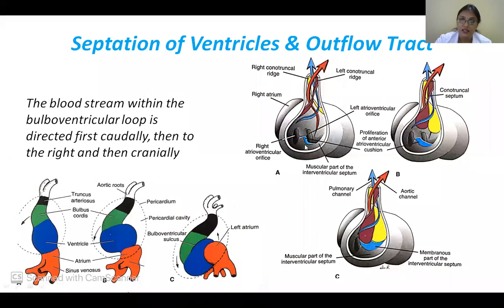Okay. Now just look at this. Bulbus cordis leads into where? Into your outflow tract. And left ventricle blood can come through this interventricular foramen to your right ventricle. Okay. And the blood gets mixed here and goes up.